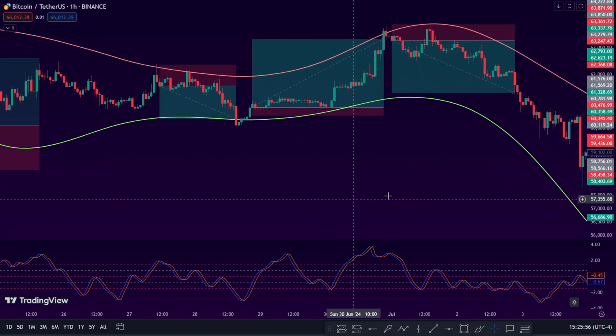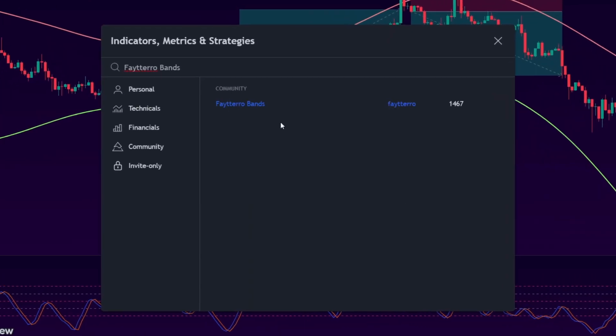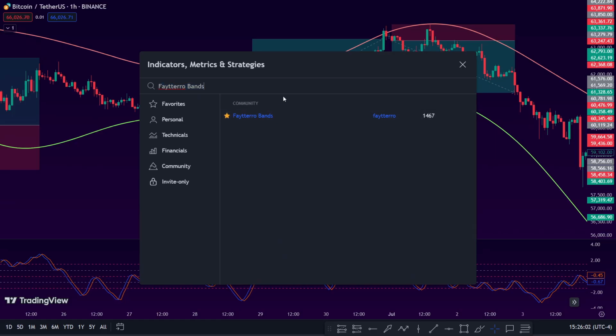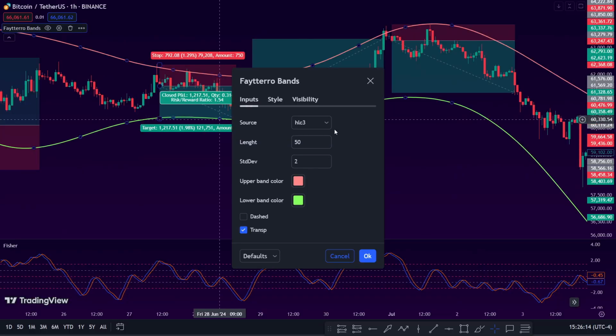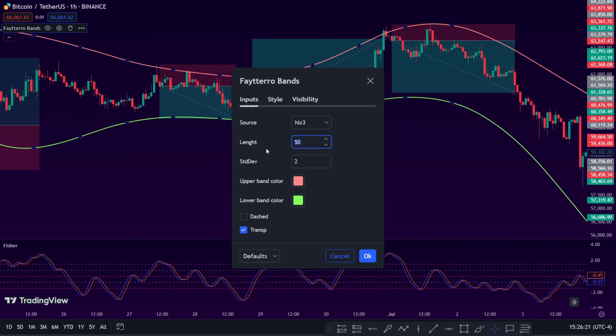To add this channel indicator, we go to the indicators tab and write Fayttero Bands. We add this indicator to our chart that's written by Fayttero. After adding this indicator, we go to the settings. Settings will be 50 and 2.